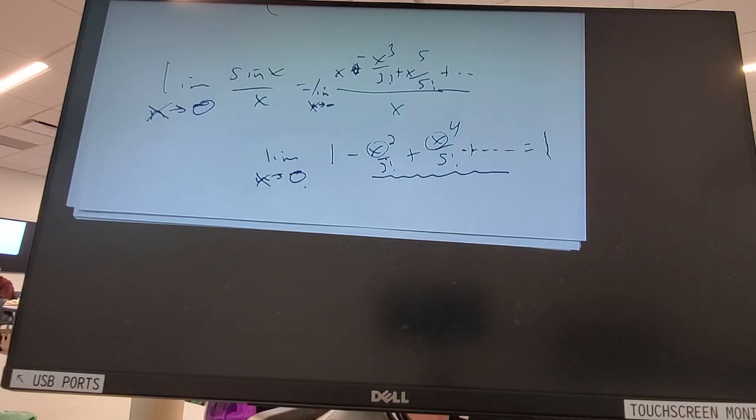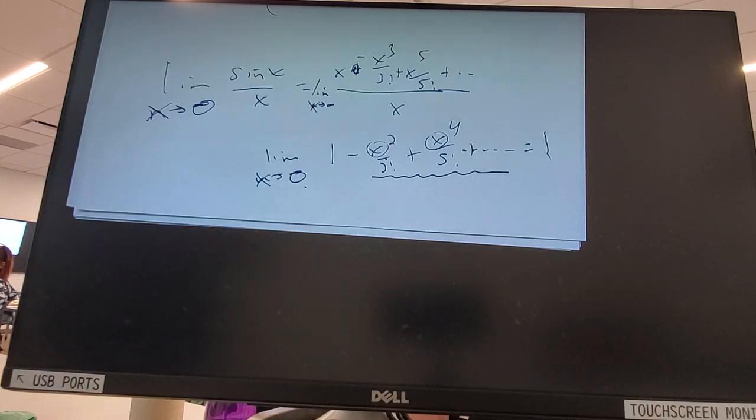I'm tripped up about the step you took after, where did the bottom x go? Oh, I divided by x. Doesn't every term have an x in it? Yeah. What is x divided by x? 1. What is x cubed divided by x? x squared. x to the 5th divided by x? x to the 4th. I'm with you.